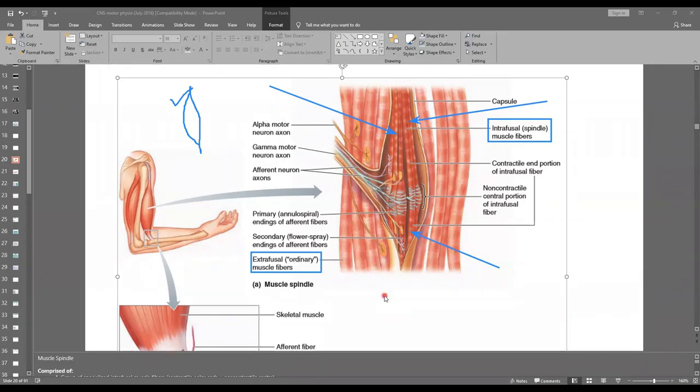Yes? Do you understand the shape? Do you understand the content of the muscle spindle? That muscle spindle has intrafusal fibers in it. Do you understand that these are placed in parallel with the extrafusal fibers? Okay, so we're making ground now. Good.